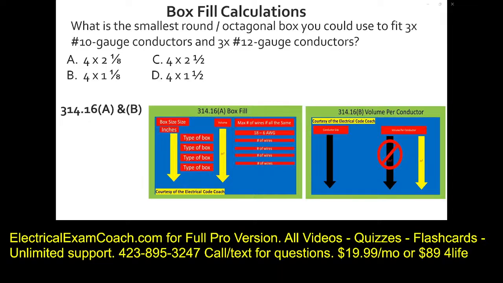What is the smallest round octagonal box you could use to fit 3 10-gauge conductors and 3 12-gauge conductors? For this one, we're going to be using both the tables again. Let's go ahead and bear all of our math out. And we find out that these conductors are taking up a total of 14.25. Now let's head over here to table A and go down the volume column until we find the right type of box, which is right up here at the top. The round octagonal boxes. Find the one that fits, and it's a 4 by 1.5 inches.